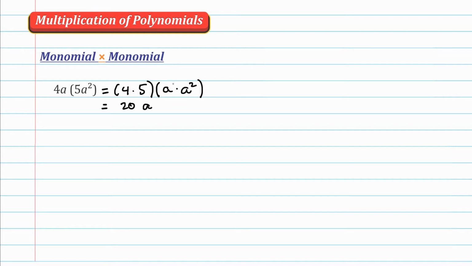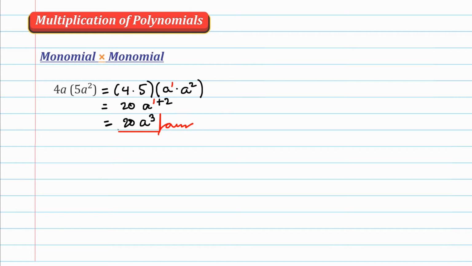Recall that a has actually an exponent equal to 1. So in effect, it's just 1 plus 2. Again, it's by using the product rule. So simplifying, we now have 20a, what is 1 plus 2? 3. Therefore, the product of that monomial by this monomial is equal to 20a cubed.